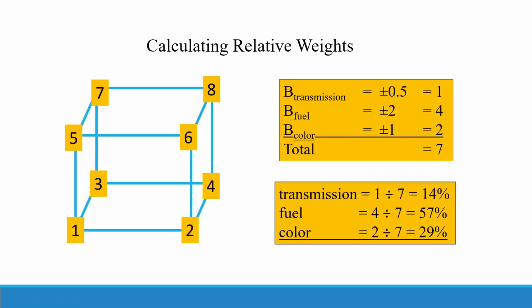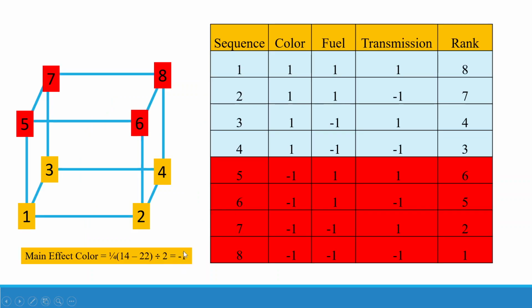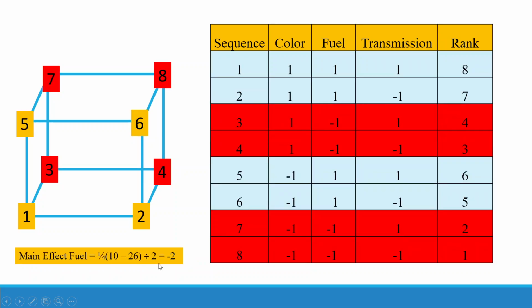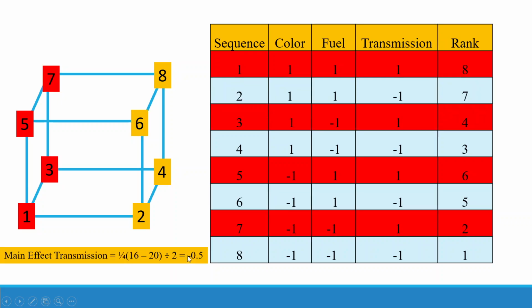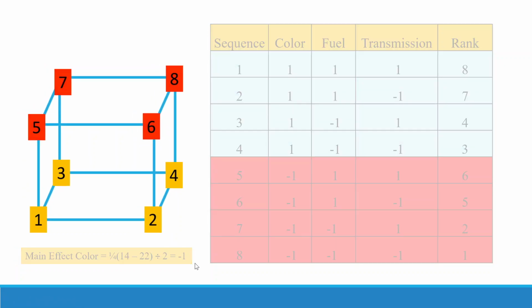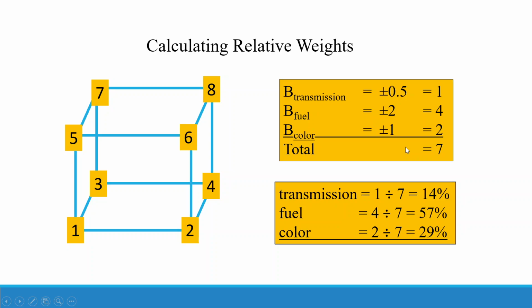Now we want to calculate the relative weights. So beta transmission, beta fuel, beta color. So we got these estimates: plus or minus 0.5, plus or minus 2, plus or minus 1. From where did we get them? Here it is: color minus 1, fuel minus 2, and transmission minus 0.5. So plus or minus 0.5, the range will be 1; plus or minus 2, 4; plus or minus 1, 2. So 1, 4, 2, take the total 7.